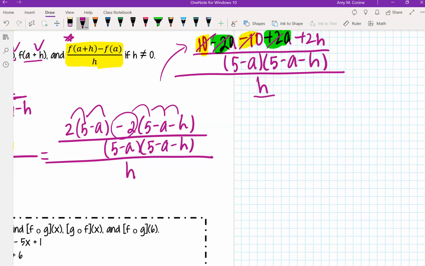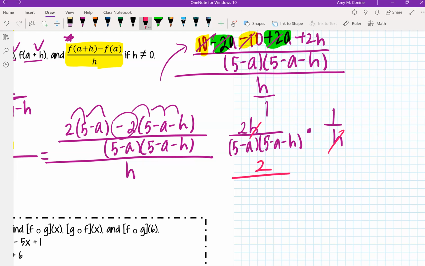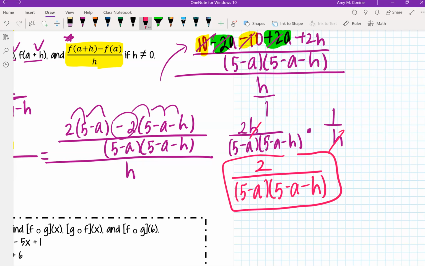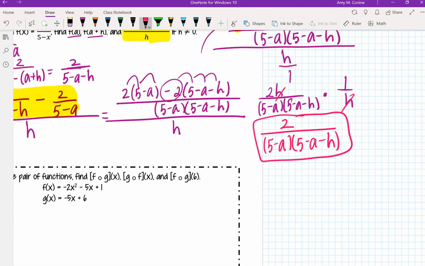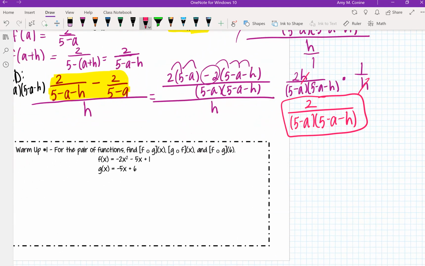So at this point, what I'd want to do is do my keep, change, flip. So I'm going to keep my first fraction, so write my denominator, change my sign, flip my bottom fraction. So my h's cancel, so I'm left with 2, and then my 5 minus a times 5 minus a minus h. So this would be my answer. So when you're doing difference quotient, you're finding the slope of a secant or tangent line that goes through a curve. And this information will be helpful when you go to AP Calc.